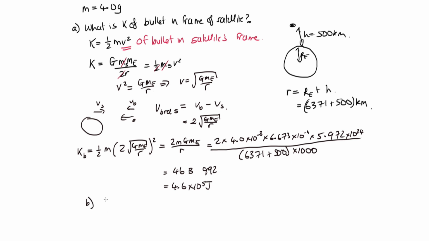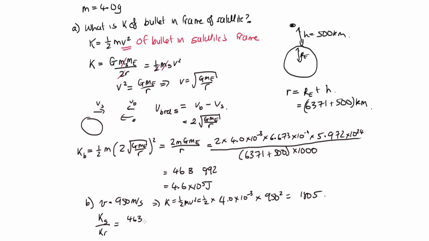Now, part B asks us to compare this kinetic energy of the orbital pellets to the kinetic energy of something coming out of a rifle with a muzzle velocity of 950 meters per second. So to get this kinetic energy, we just do a half mv squared, which is equal to a half times 4 times 10 to the minus 3 times 950 squared, which is equal to 1,805. So to get the ratio of K in space over K from rifle, we do 463,992 divided by 1,805, and that gives us 257 or 260, two significant figures.